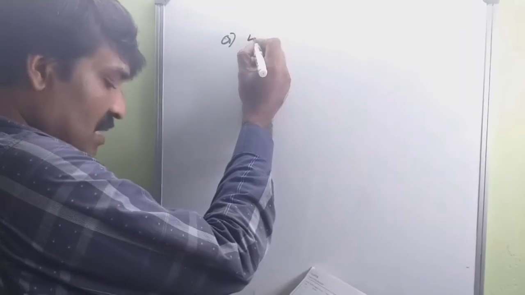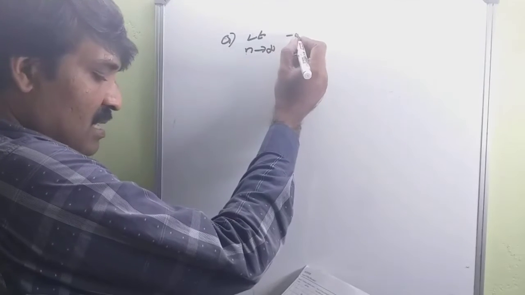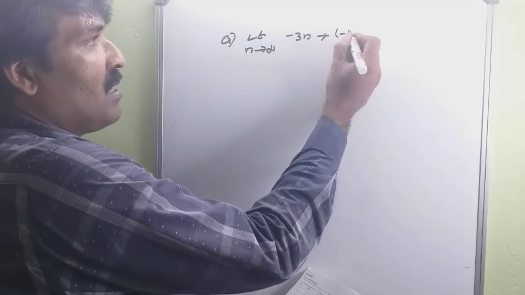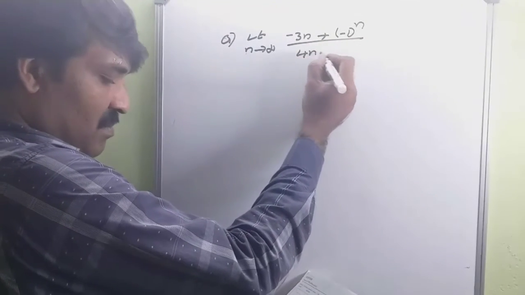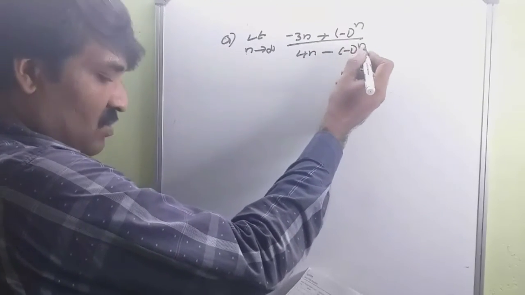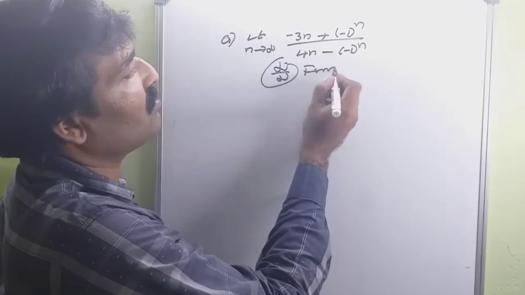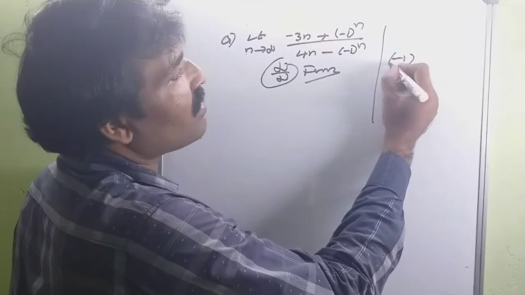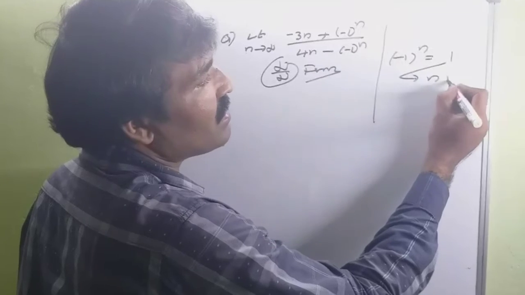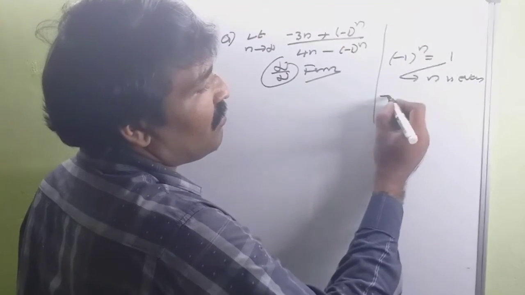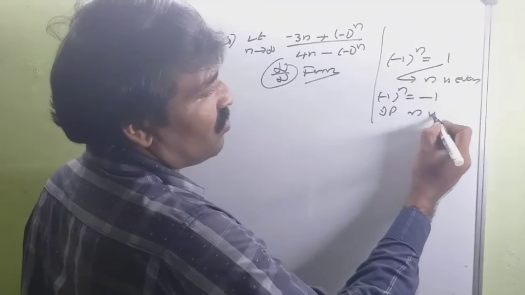Limit n tends to infinity of minus 3 plus minus 1 raised to n divided by 4n minus 1 raised to n. Okay, infinity by infinity form. Minus 1 raised to n is equal to 1 if n is even, and minus 1 raised to n is equal to minus 1 if n is odd.